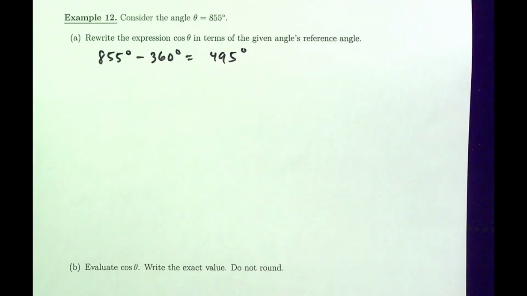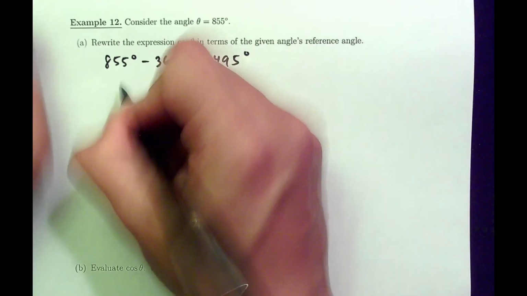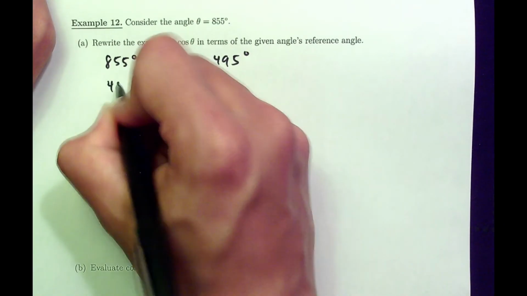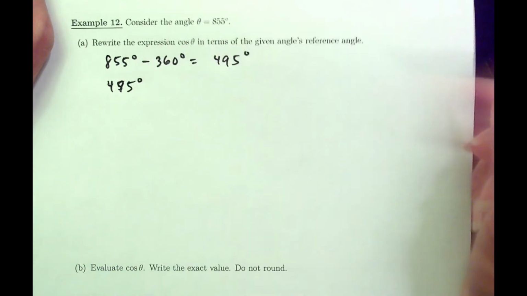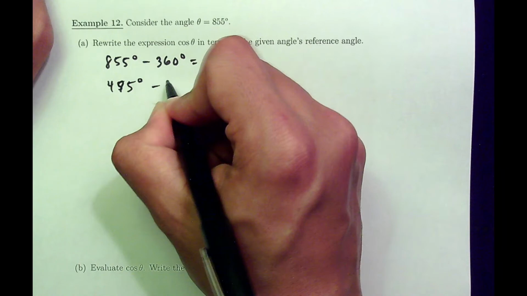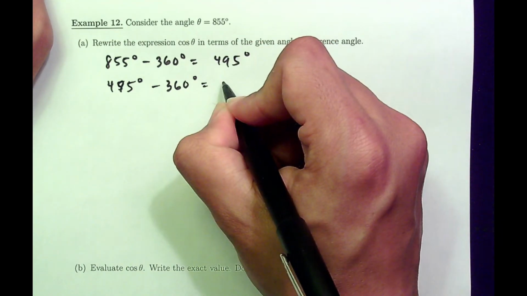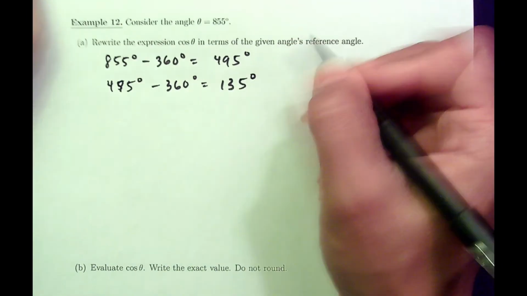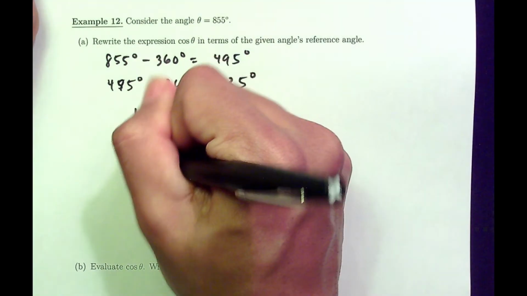So subtracting 360, like they say, doing a 360 just puts you back right in the same spot. So this angle has the same terminal side. Now that's still too big. That's bigger than 360. So let's do it again. So 495 minus 360 is 135. Okay, that's a lot better. Now let's find the reference angle of that.